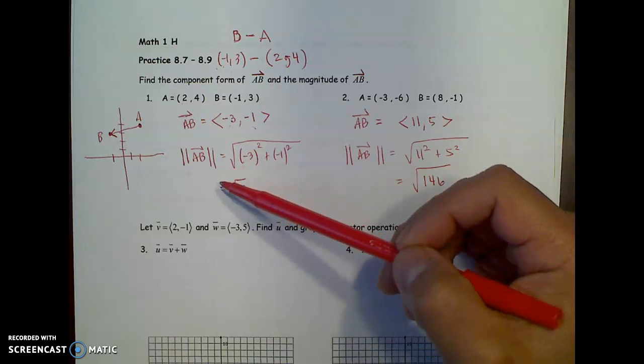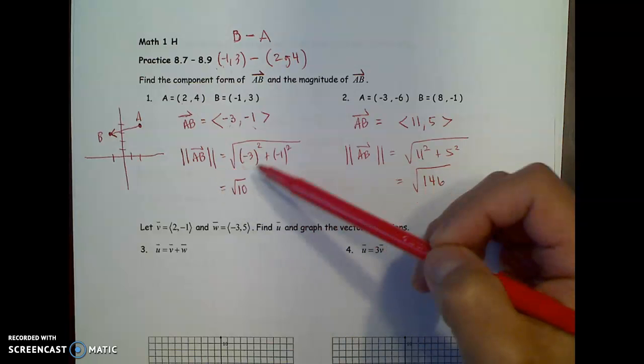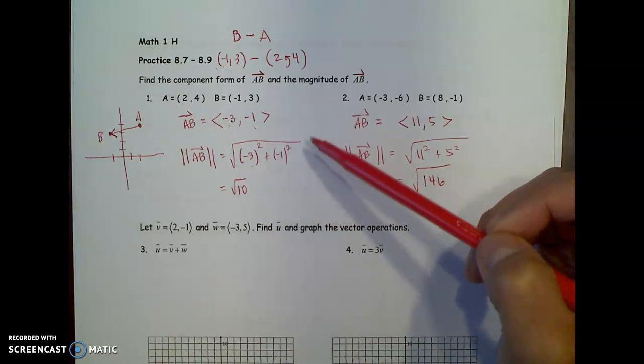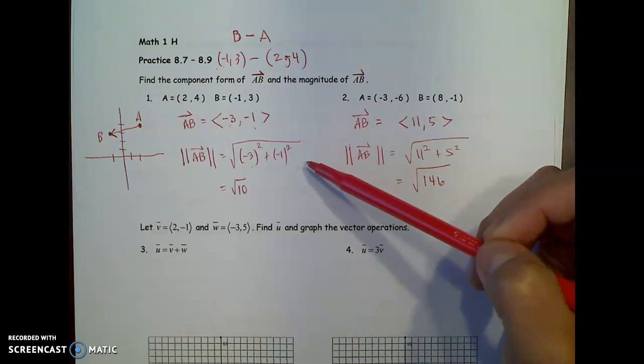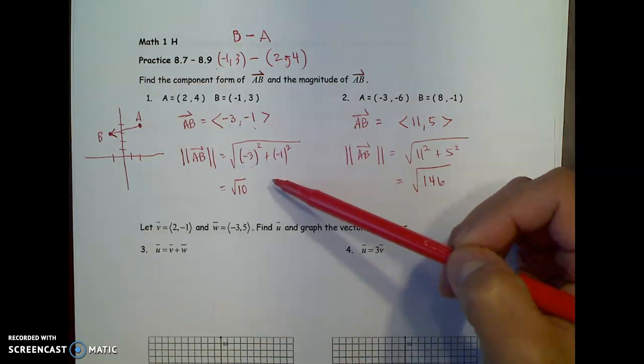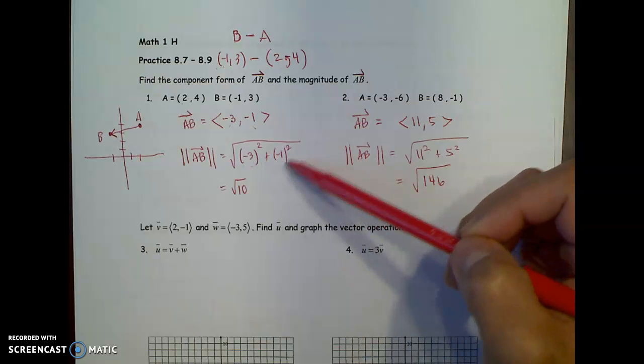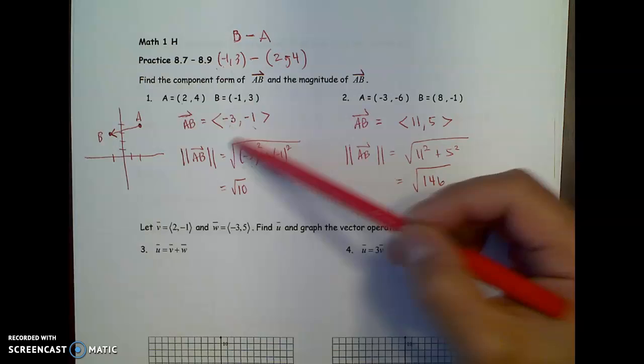Remember for magnitude, you take your horizontal and vertical components and set them up in what we paralleled to the Pythagorean theorem. We take the horizontal component squared, the vertical component squared, add them together, and then take the square root.